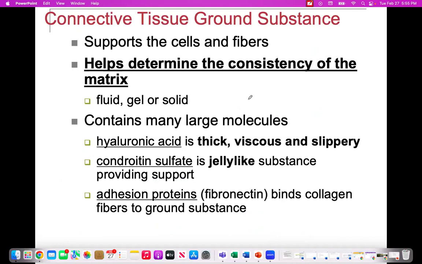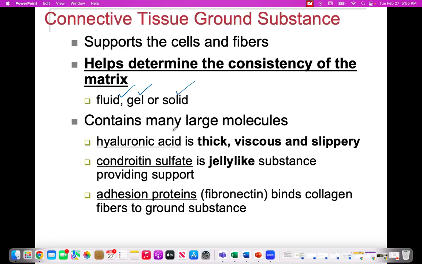Now, what is it that makes up the ground substance? We have connective tissue and this ground substance. The ground substance can be either fluid, it could be more gelatinous, or it could be more solid.